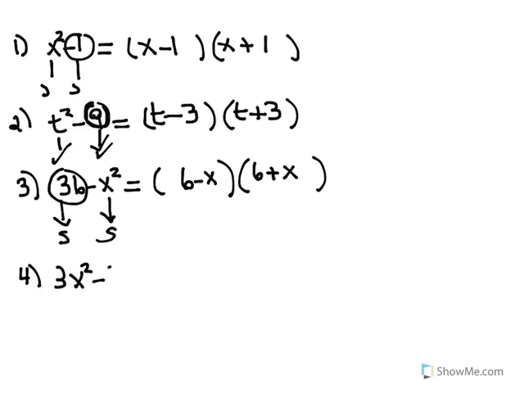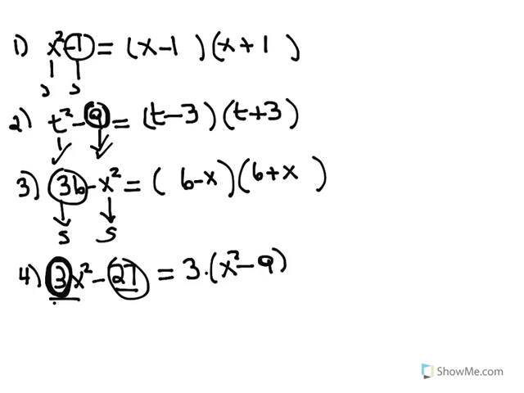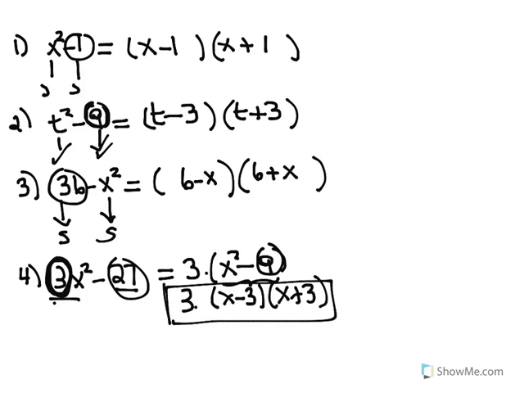3x squared minus 27. Oh, I'm having a problem because this number right here is not a square. However, I see that the leading coefficient is 3 and 27 is divisible by 3. So what if we factor out 3? Yes? And now we're getting to the difference of squares, a binomial that I can factor. The square root of 9 is 3, so it will be x minus 3, x plus 3. So this is the factorization of this problem.